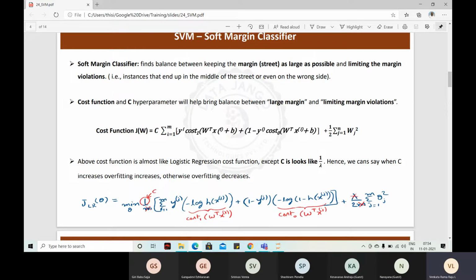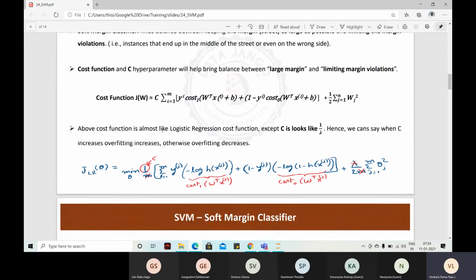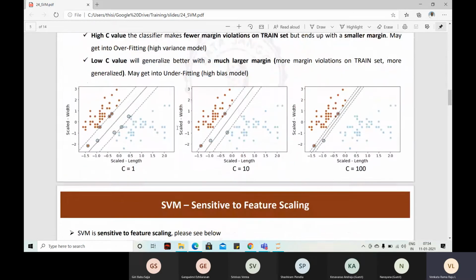When you look at C, it is the inverse of lambda. When you increase lambda in logistic regression, overfitting will reduce. If you decrease lambda, overfitting will increase. With C, if you increase C, overfitting will increase; if you decrease C, overfitting will decrease. The C hyperparameter is directly proportional to overfitting. That's what we have seen here.